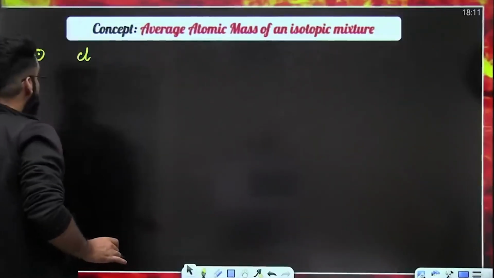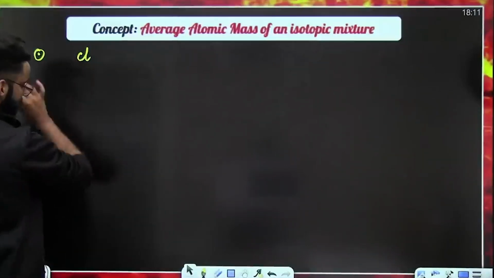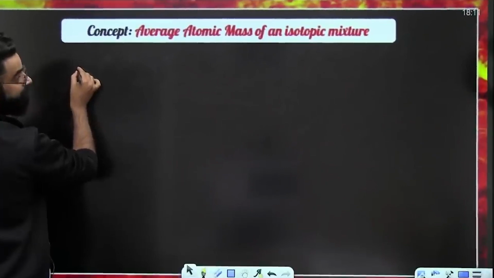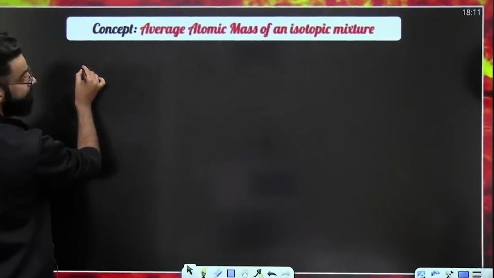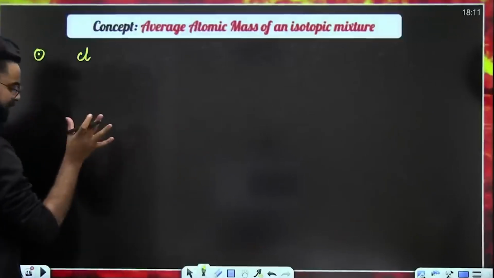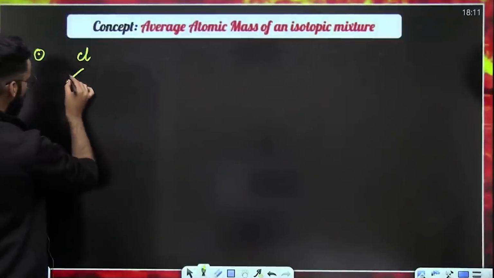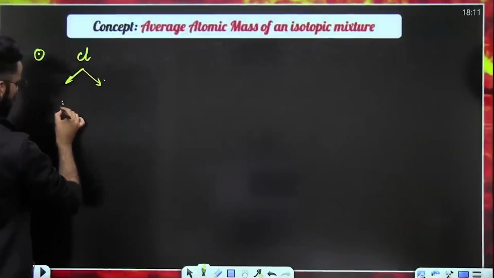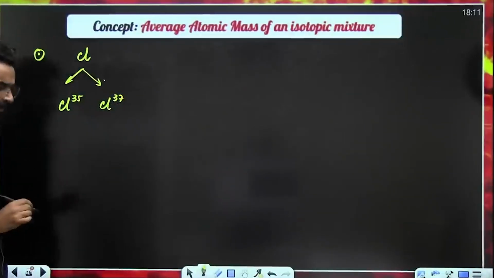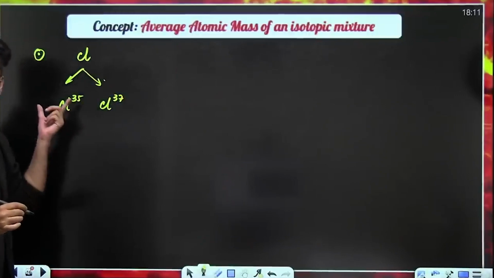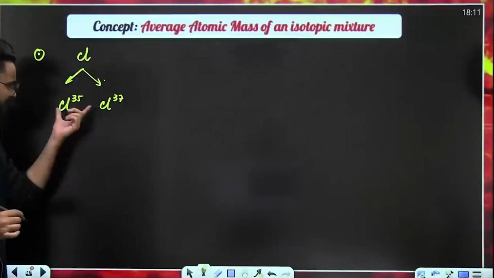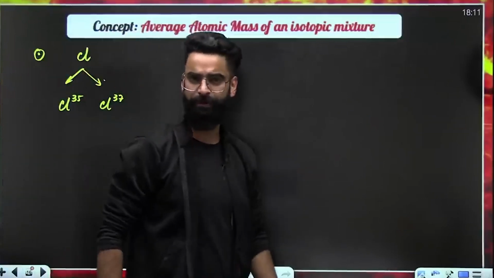For example, I'm talking about chlorine. We know chlorine has two isotopes. One is Cl35, another one is Cl37. These are the two atoms of chlorine which have the same atomic number but different mass numbers. So, my dear students, I'll be calling these atoms the isotopes of chlorine.